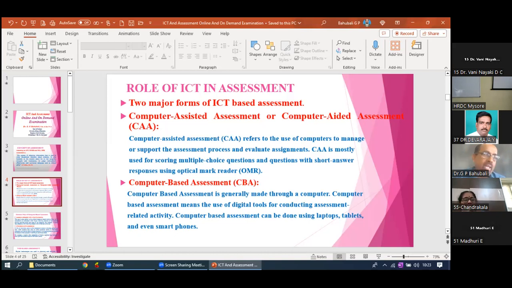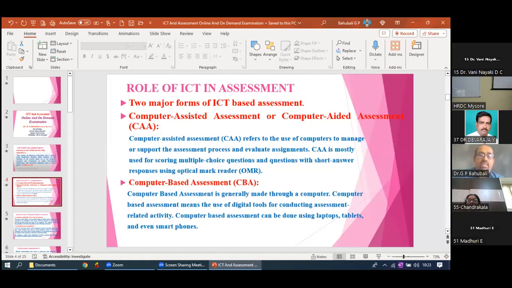Especially in competitive examinations, this type of CAA is used by giving an optical response sheet, OMR, and based on that, the computer assessment is carried out. That means it is completely managed by the computer system. The students' responses given in the OMR sheets are fed in, and the result is obtained.